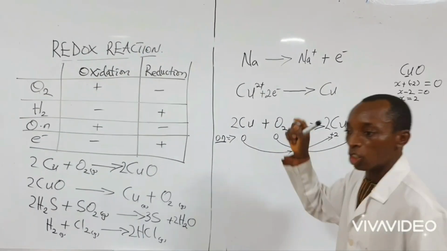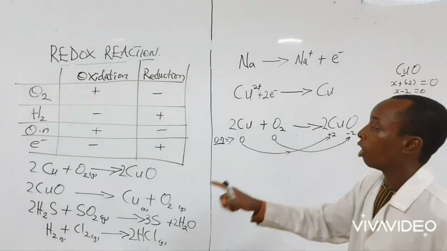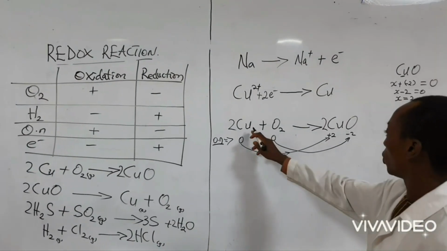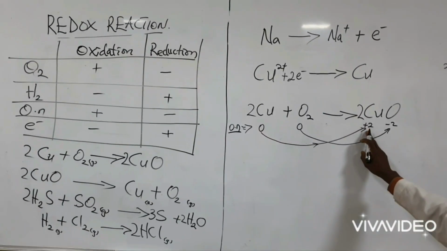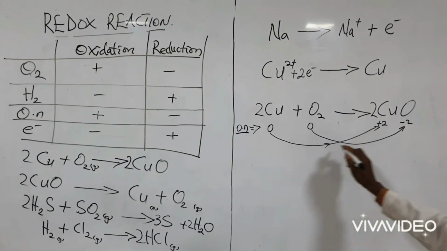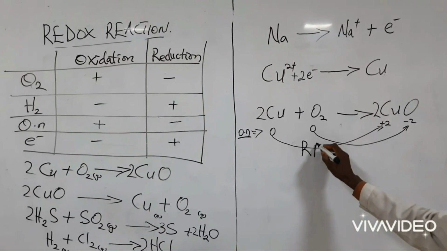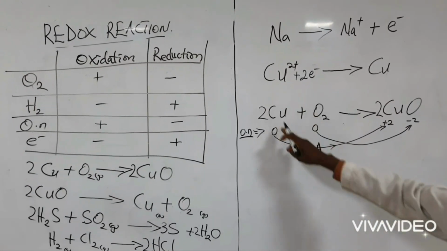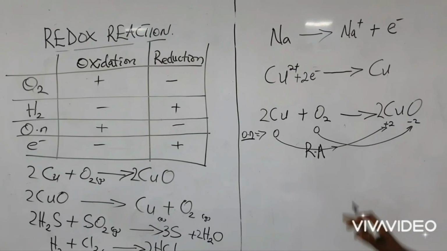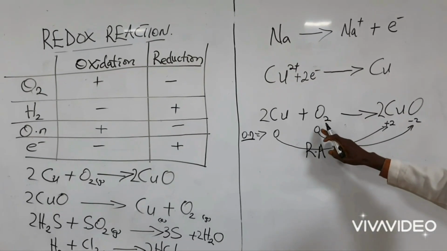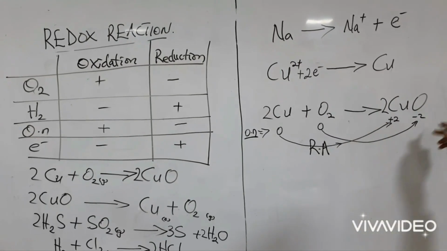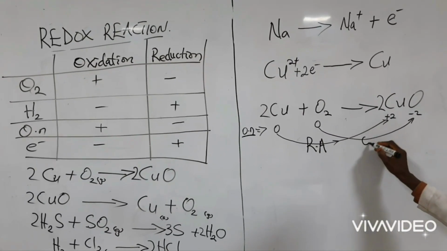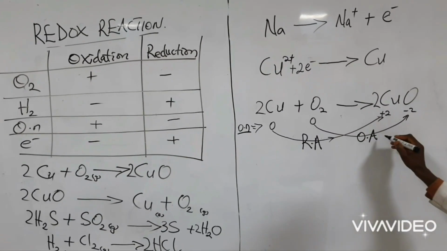Any substance that is reduced is the oxidizing agent. Coming back to this equation as an example, we said copper is oxidized. That is moving from 0 to 2, therefore, copper is the reducing agent. Copper is the reducing agent in this equation. Coming back here, oxygen is reduced. Therefore, oxygen in this equation is the oxidizing agent.